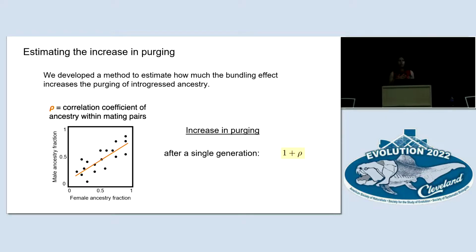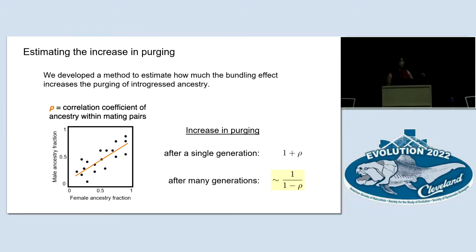We can also think about what happens when assortative mating happens across many generations. In this case, the correlation between mates is going to be translated into transcovariance. That transcovariance is going to be converted into ciscovariance. And so the calculation gets a little bit more complex. But we can still develop a method to calculate this and say that after multiple generations of assortative mating, the overall increase in purging due to the bundling effect is increased by a factor of 1 over 1 minus rho.